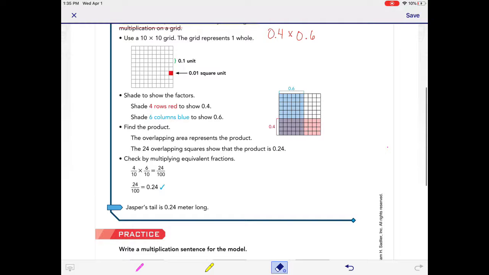Now, to be honest, there's not many times in life where you are going to need to model multiplying decimals. You're just going to multiply them using your math skills. But this is kind of important because they want you to be able to visualize what is happening when you multiply a fraction. So we're going to go ahead and do this, and there is, I think, at least one test question on this. So you want to make sure that you know what you're doing.